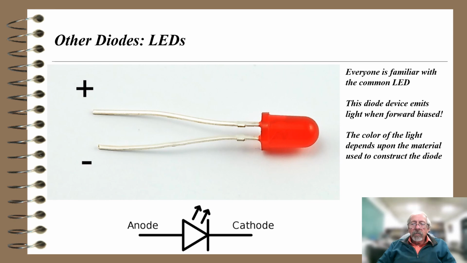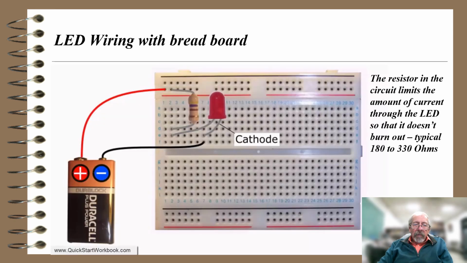The color of the light depends upon the material used to construct the diode. We'll talk about that a little bit more. The symbol for it is shown down below, a diode with a couple arrows coming out indicating the emitted light. So if I wire this on a breadboard, here we have a 9-volt battery, which is enough to turn on an LED. Notice that the red positive goes to the top of the breadboard. The resistor comes down, and that is connected to the longer lead of the LED. The other lead of the LED goes to ground.